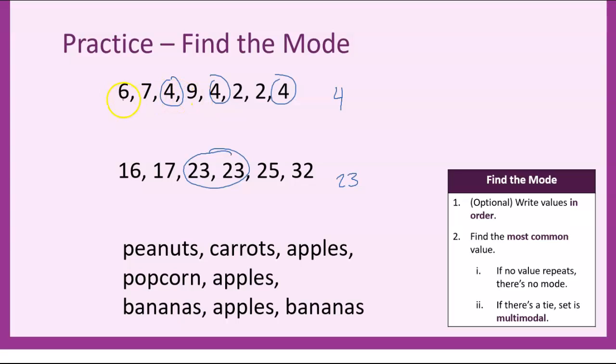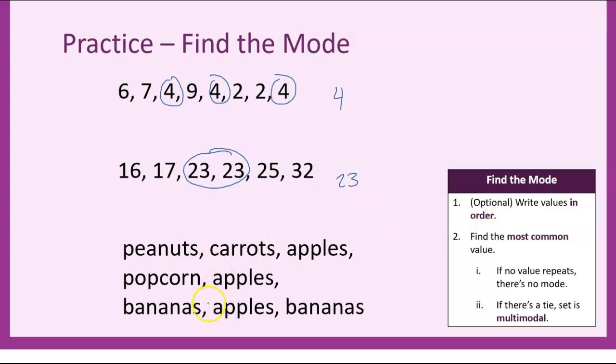Notice the difference between these two. These ones were not ordered. These ones are ordered. While it is not strictly necessary to order these numbers, it can be very helpful because you can basically see groupings at that point. So we say over here in our steps, it's optional to write the values in order, but I do recommend it. It can be very helpful.